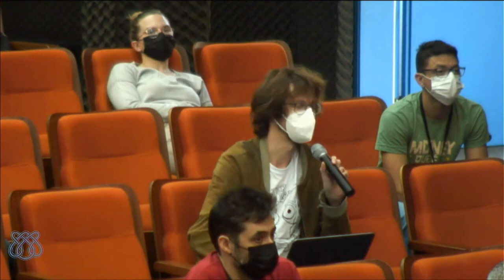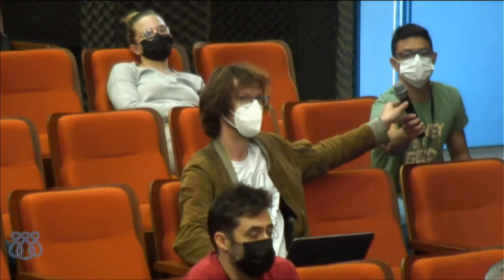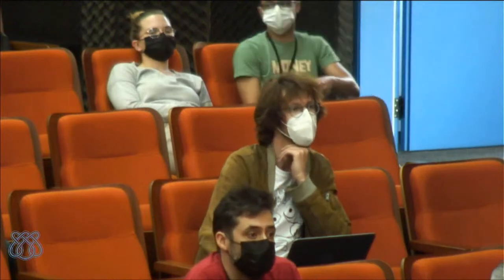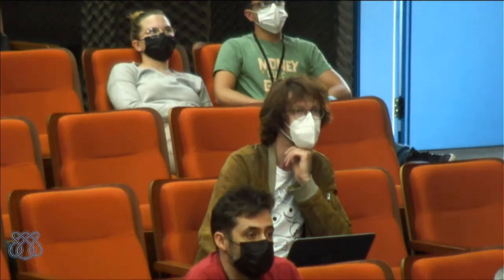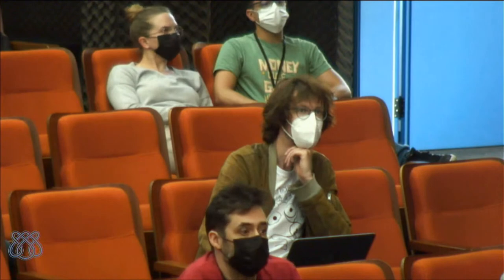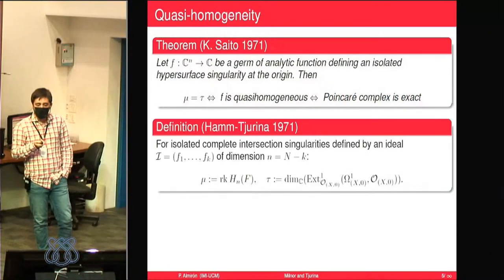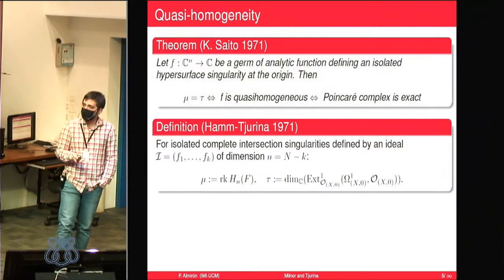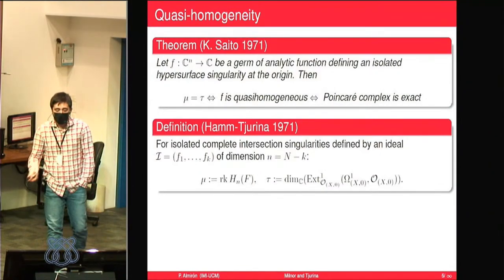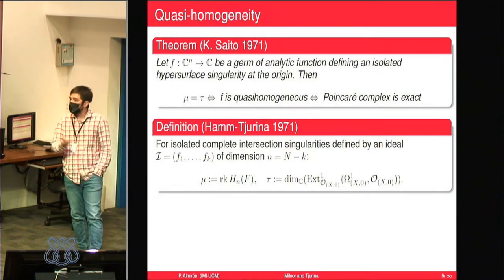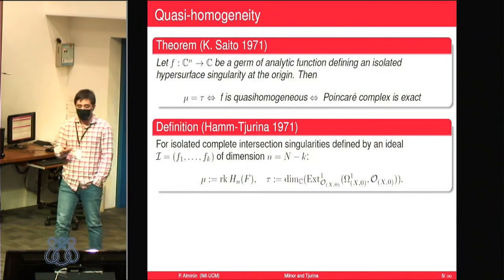Okay. Yeah. Thanks. Okay, so it was somehow a general thing: up to what extent we can generalize this theorem. First of all, you need to be able to define this invariant for more general singularities. So a very natural case is the isolated complete intersection case. For isolated complete intersection singularities, we can define the Milnor number and the Tjurina number in the natural way.